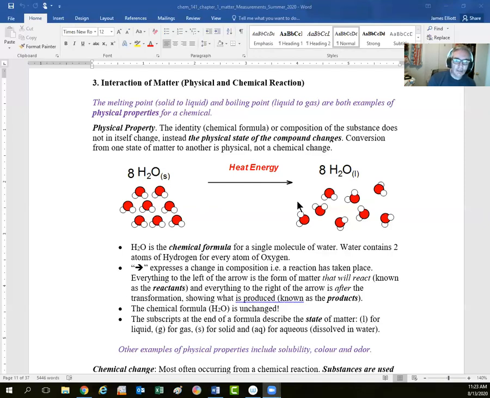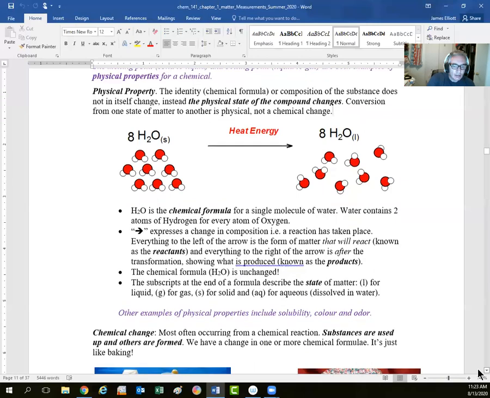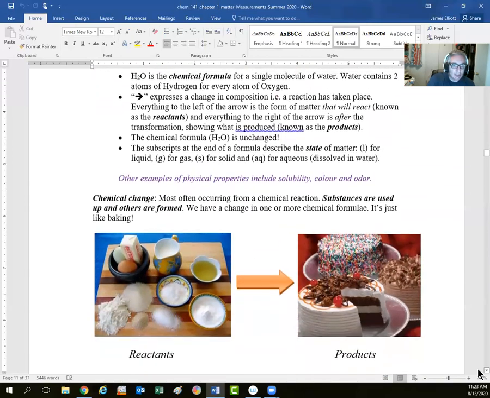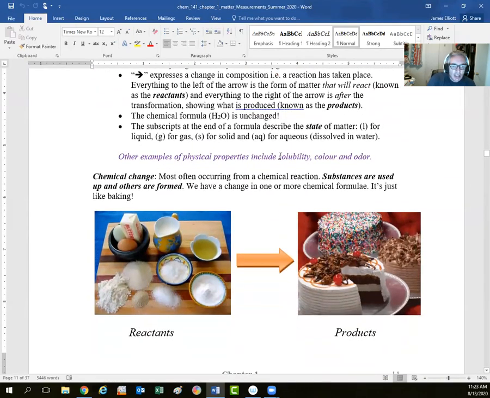So these physical reactions are all about just a change in state, but there's no change in the chemical formula. Other physical properties that we can talk about are things like how soluble a chemical is in water. We could talk about the color of the compound. We could talk about the smell or odor that that compound has, or maybe even the texture or feel of that compound. These are all descriptions of physical properties for that matter.